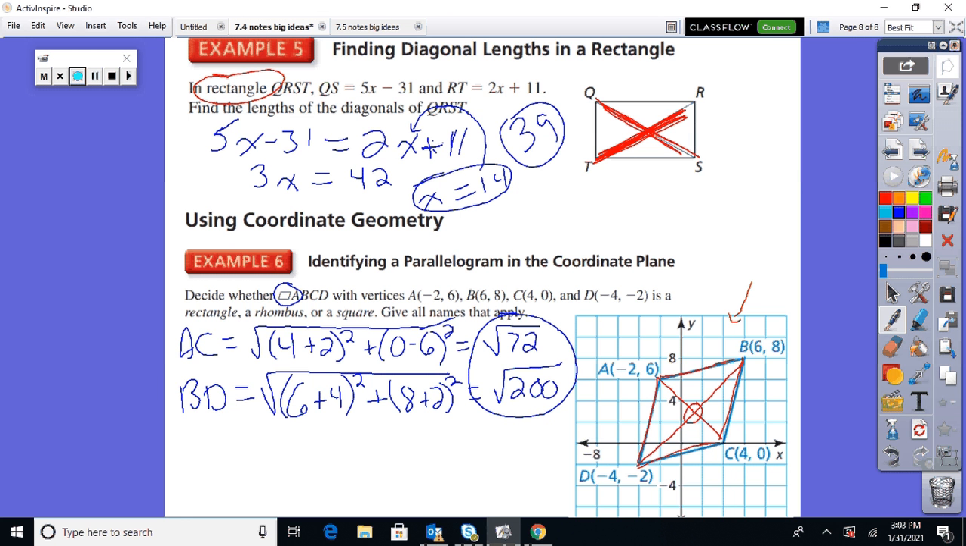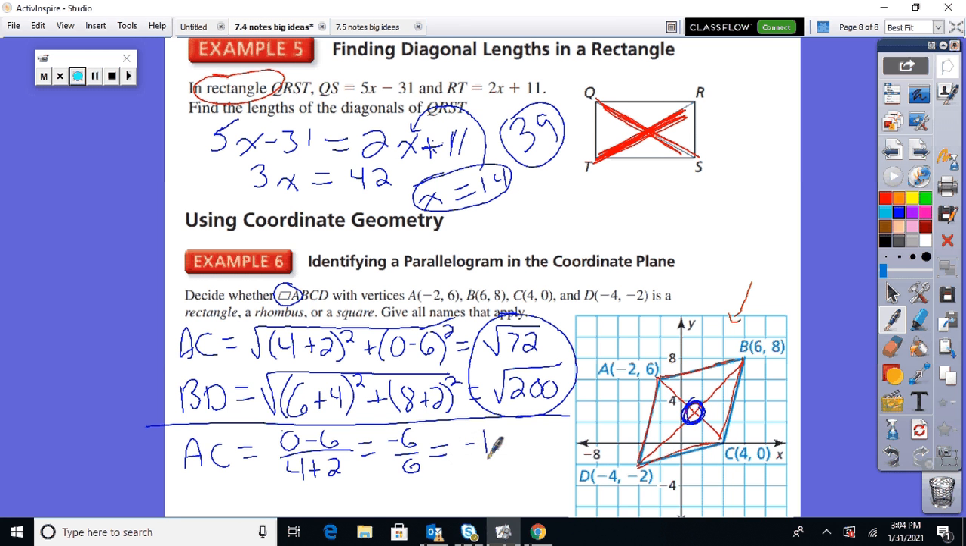All right? So now let's see if it's a rhombus, and we just talked about rhombi. I wish I could roll my R's. Rhombi. They'll have perpendicular diagonals, so let's check the slopes. Let's check the slope of AC. The slope of AC is rise over run, so 0 minus 6 on top of 4 plus 2. Negative 6 over 6 is negative 1. So that's my slope of AC.